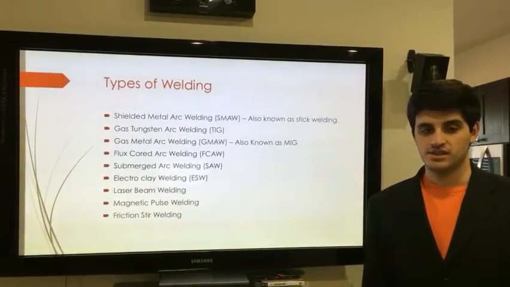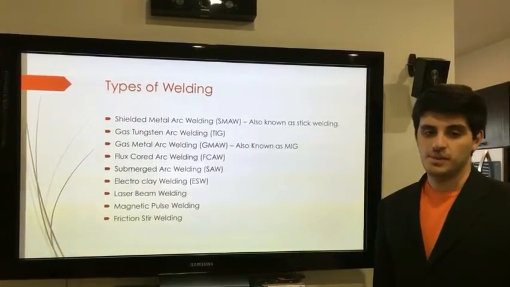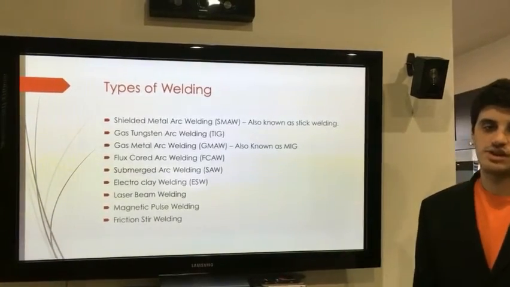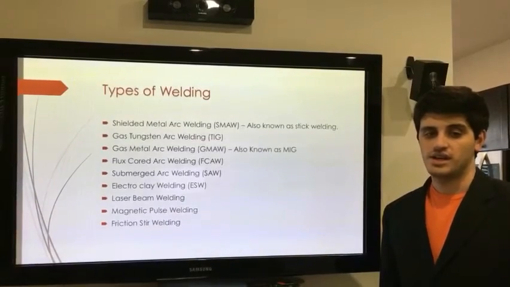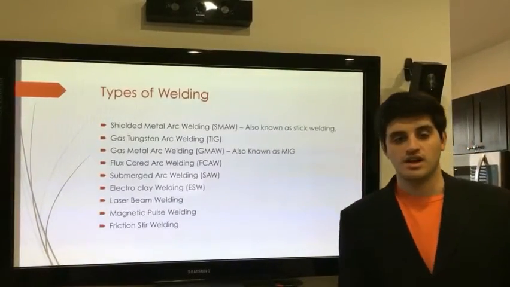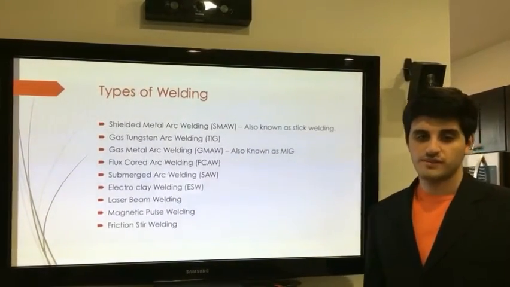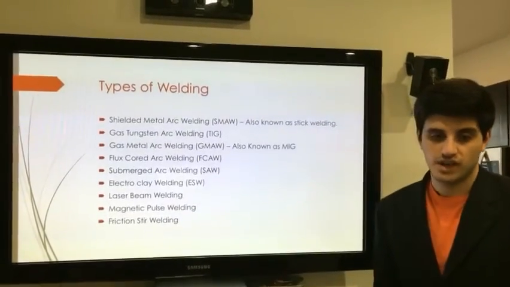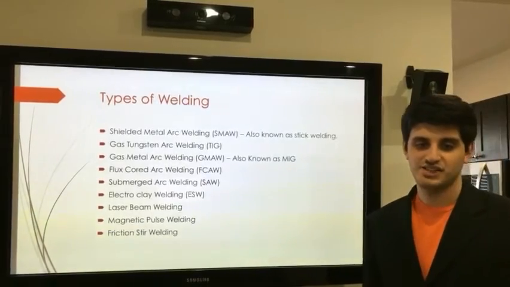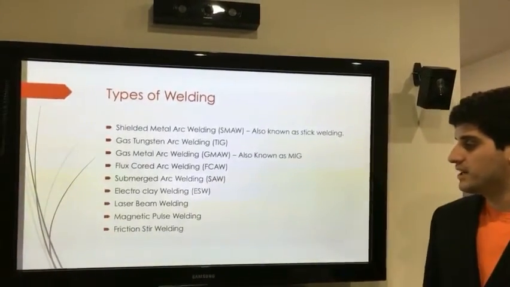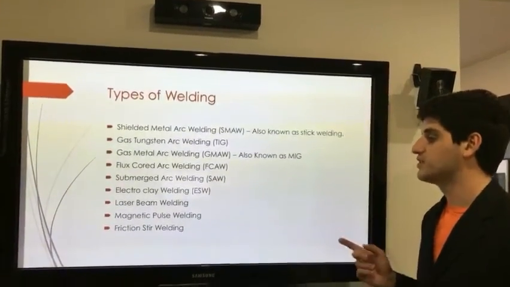Types of welding. The first one is shielded metal arc welding, also known as stick welding. Then there is gas tungsten arc welding, gas metal arc welding, flux-cored arc welding, submerged arc welding, electroslag welding, laser beam welding, magnetic pulse welding, and friction stir welding.